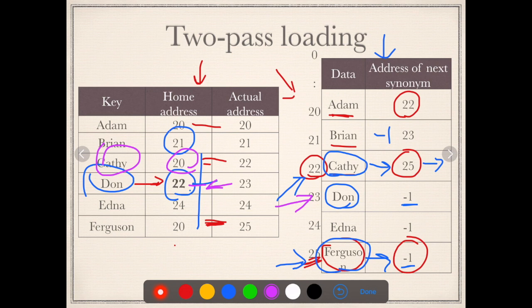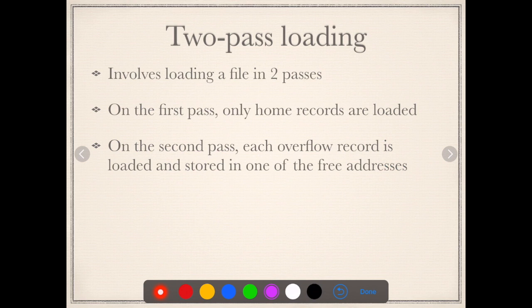So in order to overcome this, we will be using 2-pass loading. 2-pass loading indicates that we will store the data in 2 passes instead of in a single pass. So we will see here. It involves loading the file in 2 passes.